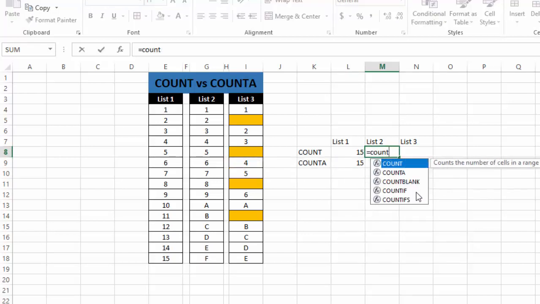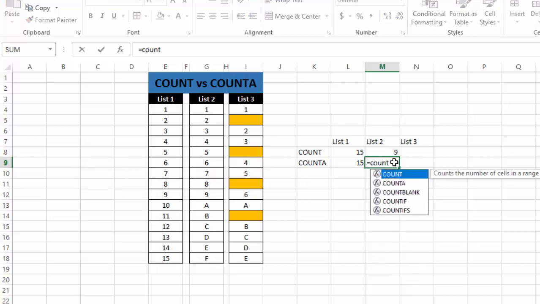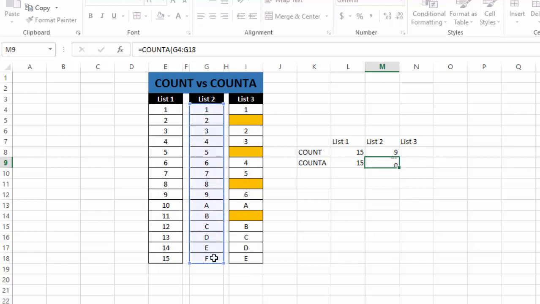So we will use the second list to count the number of cells. We will use the COUNT function and select all these cells. Just a minute, what happened? Okay, we select all these cells and press enter, and this shows there are 9 cells in this list, but I think there are 15 here also. But okay, let's see. We will use the COUNTA function, select all these cells and press enter. You can see this is showing us 15 cells.